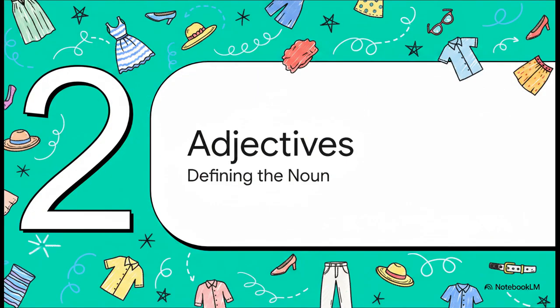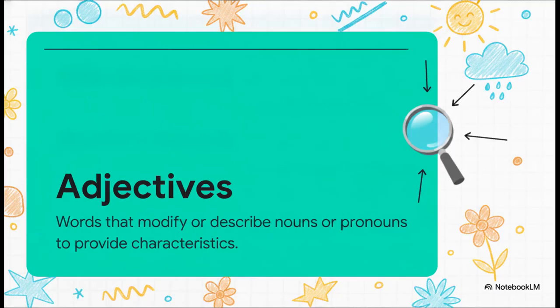Moving right along to Section 2, Adjectives, defining the noun. So, the crucial point here is exactly what an adjective does. Think of it this way. If a noun is a person, place, or thing, the adjective is its personalized wardrobe. Adjectives are words that modify or describe nouns or pronouns. Their entire job, literally their only job, is to provide characteristics. We're talking size, shape, color, mood, all those little things that give a noun its distinct, unmistakable features.